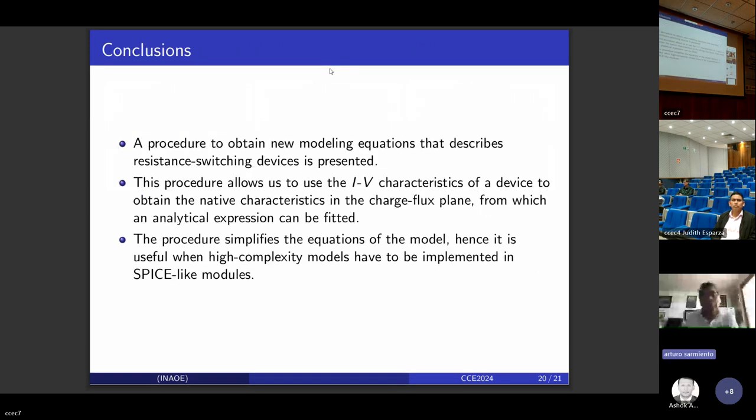Finally, I will draw some conclusions. A procedure to obtain new modeling equations that describe the resistance or the conductance of the switching devices is presented. The procedure allows us to use the IV characteristics that we obtain in a kind of charge-flux plane from the analytical expression that can be fitted. Then we obtain the final model that can be used in circuit simulations such as SPICE or any of its relatives. We have HSPICE at the Institute and we can use that.